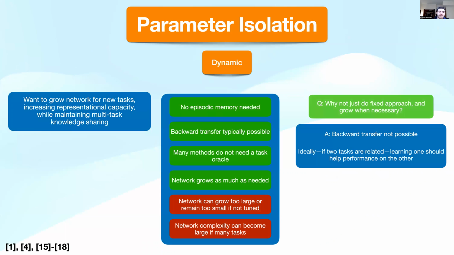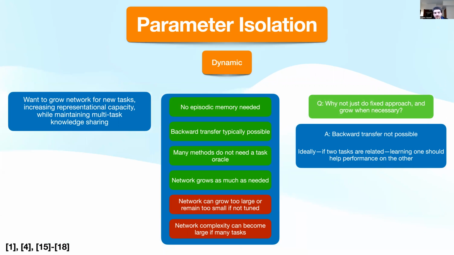Now we have dynamic parameter isolation, and this is kind of the flip side of the coin. Instead of saying we have fixed weight we want to compact representation into, we say we have a network, and this network can expand as needed, kind of like dynamic node creation in the 90s, but with more steps. So again, there's not really a memory needed in this case.